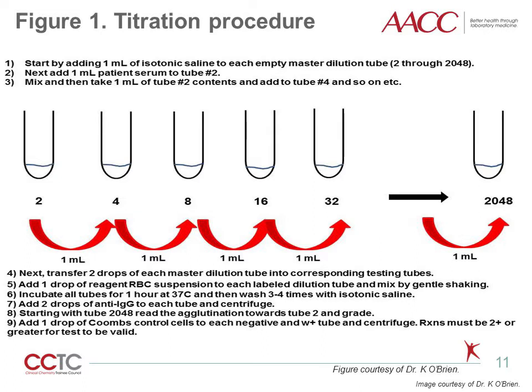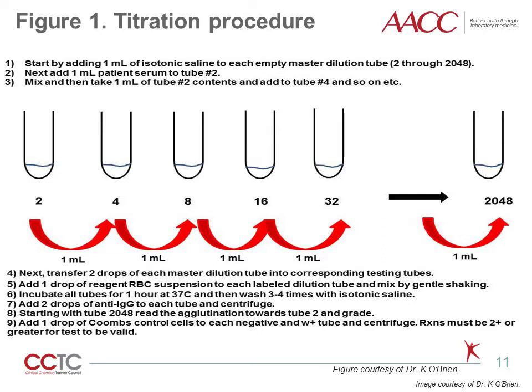In this procedure, one starts by adding 1 milliliter of isotonic saline to each empty master dilution tube, tubes 2 through 2048. Next, add 1 milliliter of patient serum to tube number 2. The contents of tube number 2 are mixed, and then 1 milliliter is taken from this tube and added to tube number 4, and so on. One then transfers 2 drops of each master dilution tube into the corresponding test tubes. 1 drop of reagent RBC suspension is then added to each labeled dilution tube and mixed.